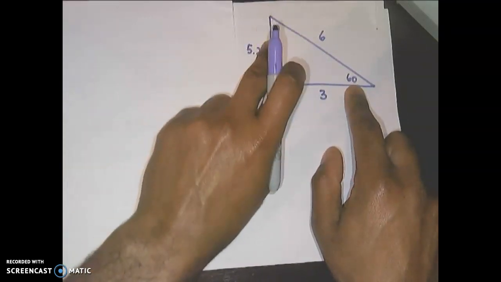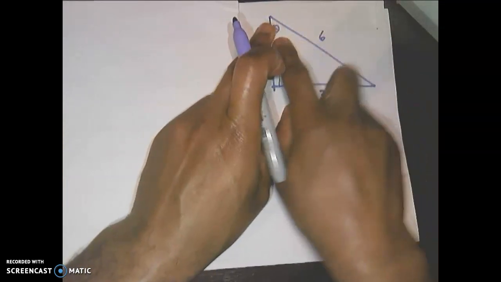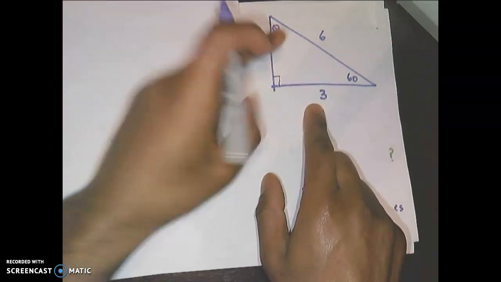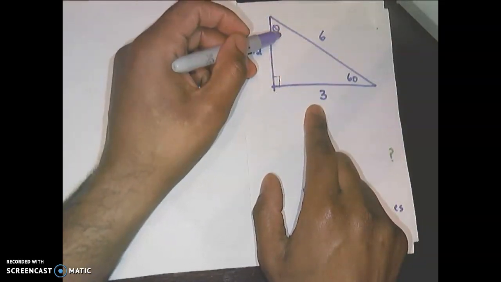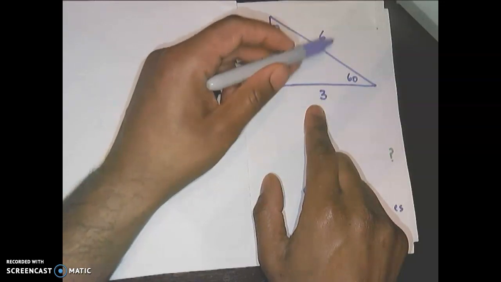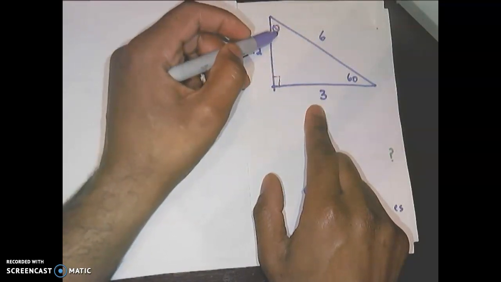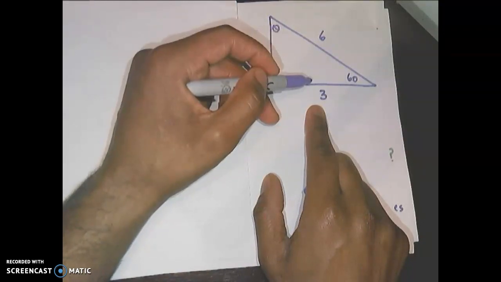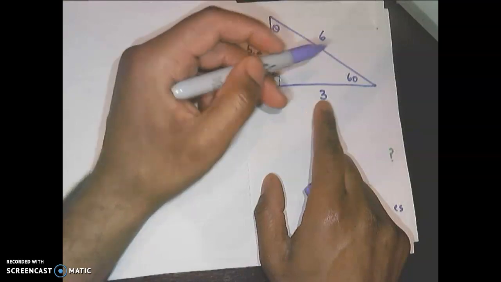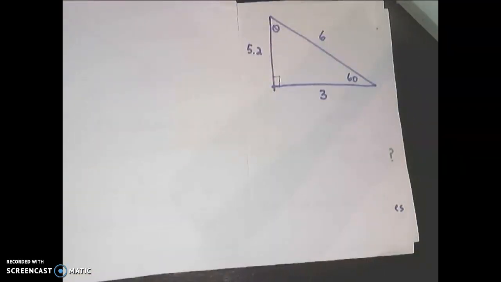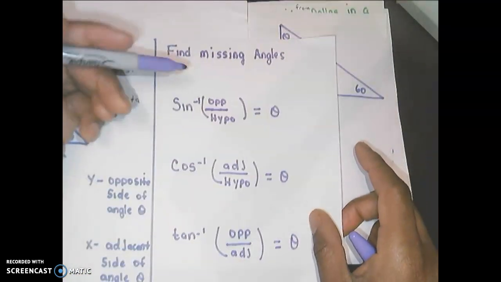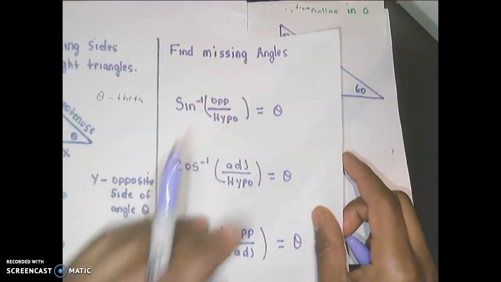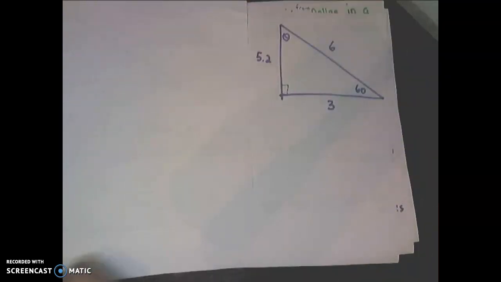So we want to find theta. Now theta is this angle right here, and there are multiple ways that we can do this, but I'm going to go ahead and use the sine, because the sine is the opposite over the hypotenuse. Remember, we have to use the sine inverse because we're trying to find the angle. When we're looking for missing angles, we have to use one of these inverse functions. So I chose the one which is the opposite over the hypotenuse, so that's sine inverse.